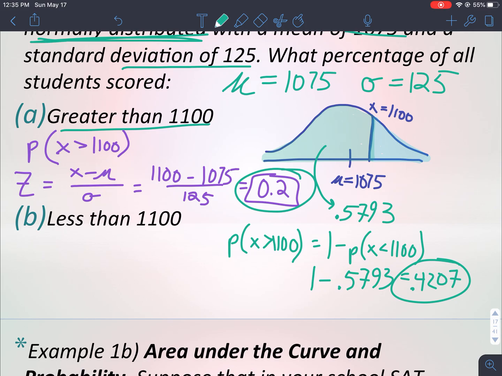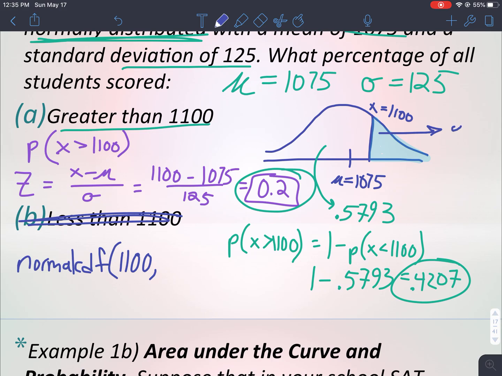The second way I'm going to do this is I'm going to set up the normal CDF, where my lower limit, remember we're trying to find that shaded region to the right. The lower limit is going to be 1100. The upper limit goes to positive infinity.